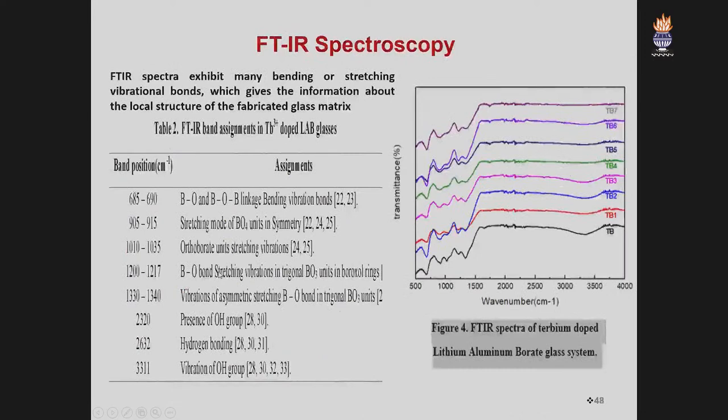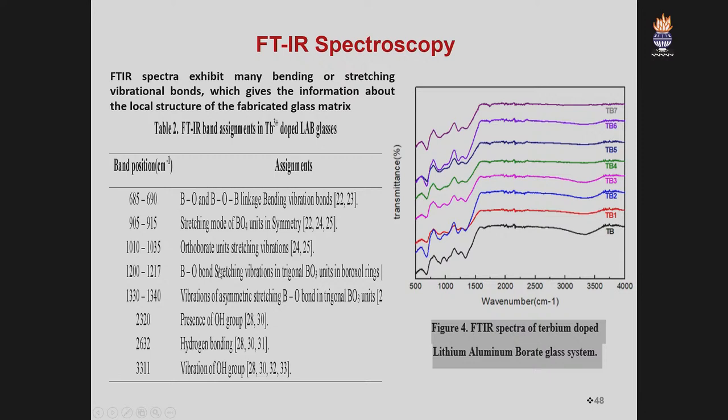And this is the FTIR spectra. You can look at this. Here we can find the functional groups present in the glass matrix. FTIR spectra exhibit many bending and stretching vibrational bonds, which give information about the local structure. So you can see that we have band positions and assignments. By using literature, we can assign the band positions to particular vibrations.